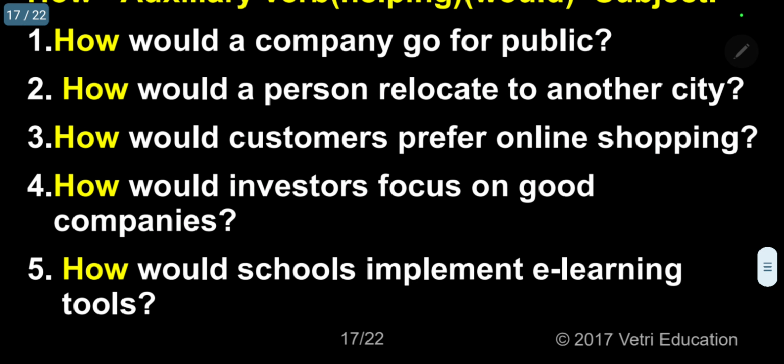The last one: how would schools implement e-learning tools through internet? E-learning tools. Implement, main verb; would, auxiliary verb.